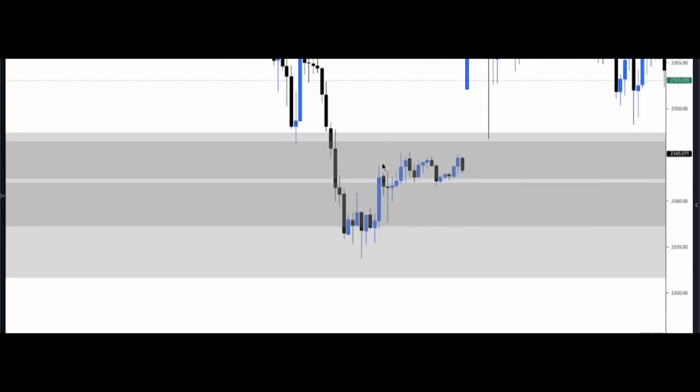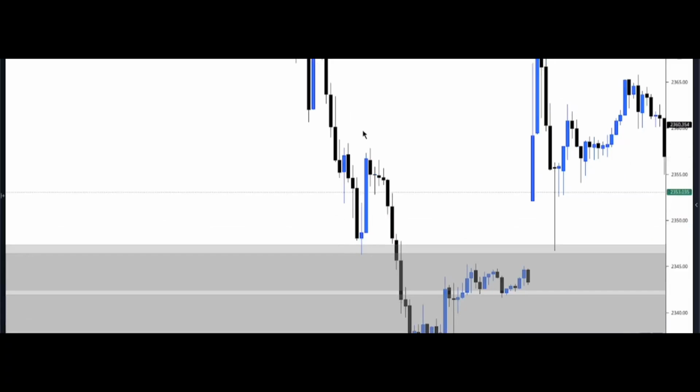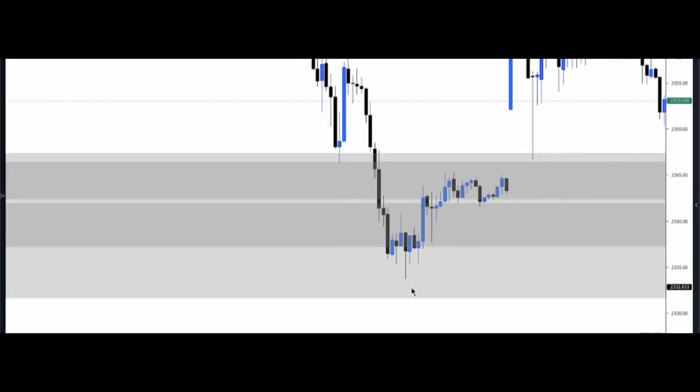Okay, we need a CHoCH. It printed this low. For this low to be confirmed, it needs a CHoCH. Look at the way price came in: lower low, lower high, lower low, lower high, lower low, into this 1H area of interest. I hope you understand. So we want to go long.